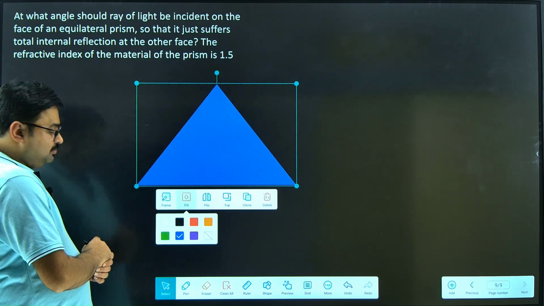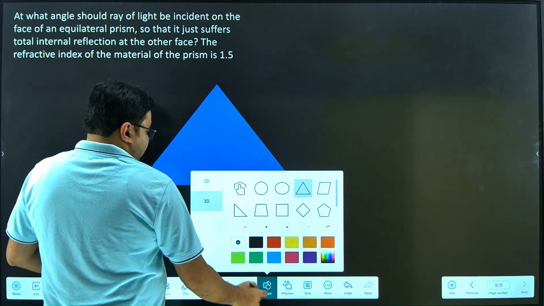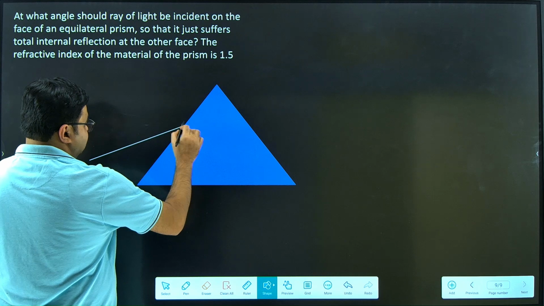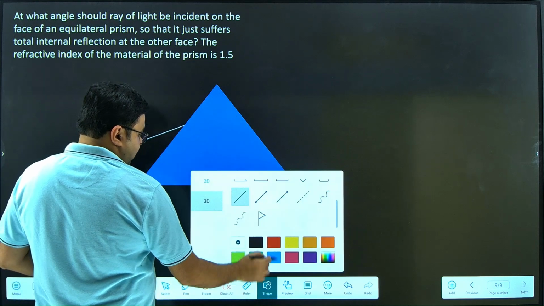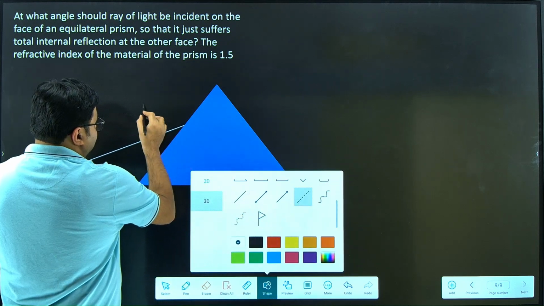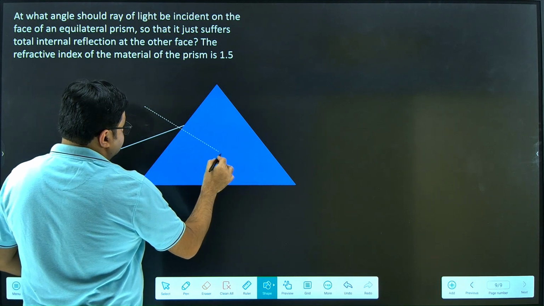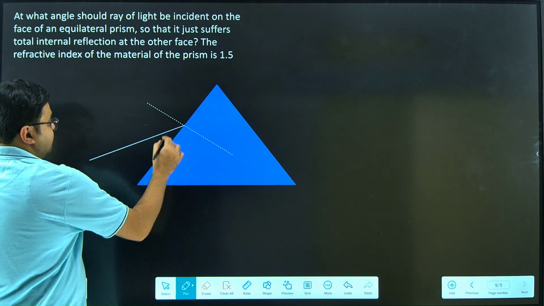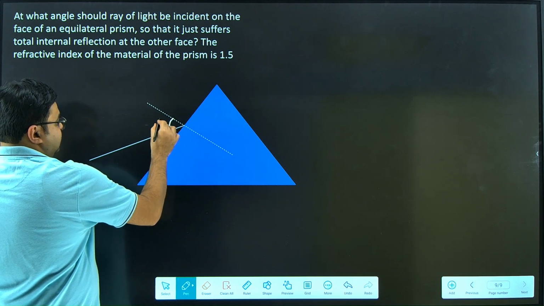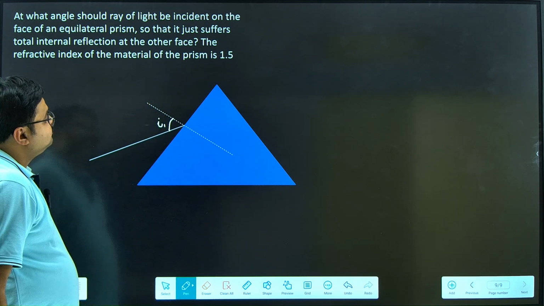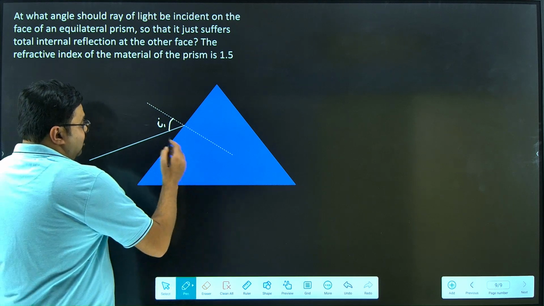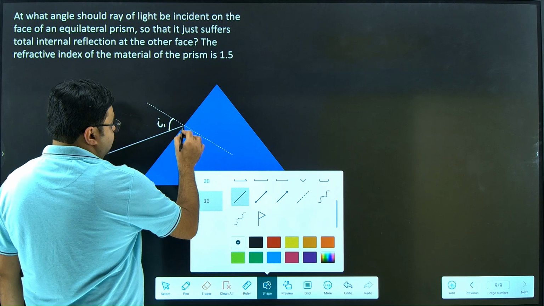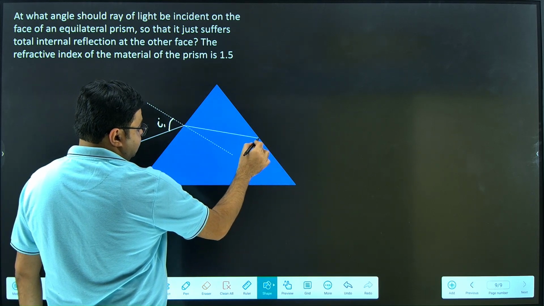So that's our prism. I have a ray of light that is hitting the prism at an angle of incidence I. To measure that, we will also draw a normal. So that's the normal. That angle of incidence is I1. The ray of light is now going to undergo refraction, and because of which it's going to bend. Let's say it bends like this.